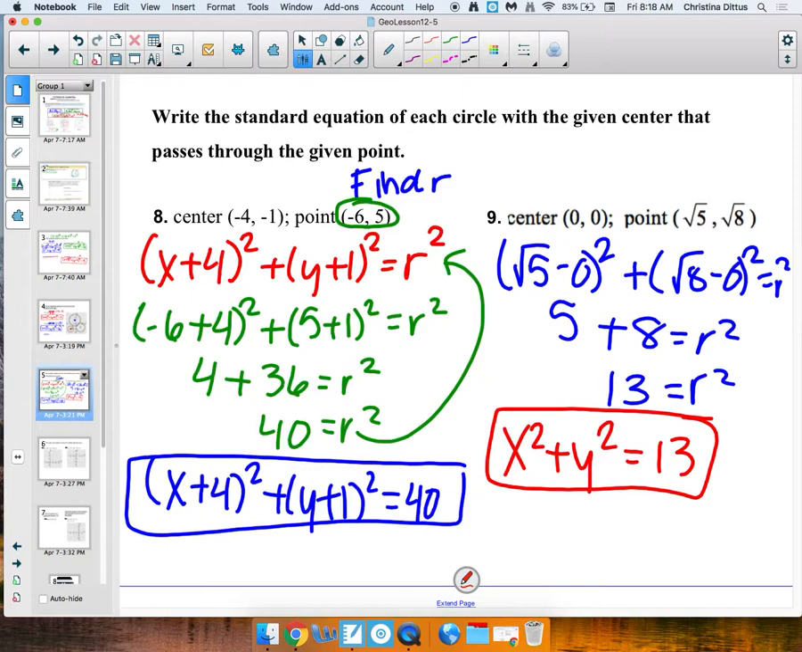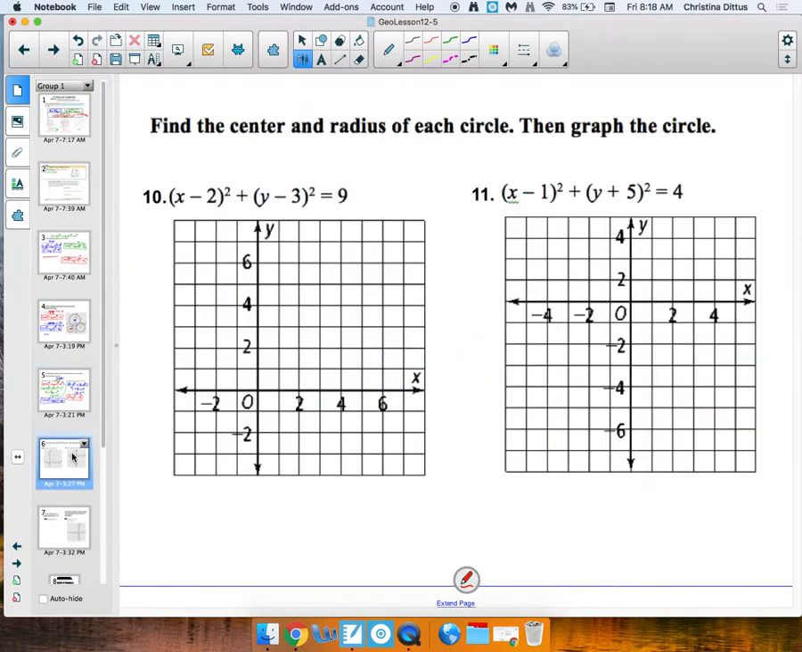Okay, back to our graphs. We need to find the center and radius of each and then graph it. Center and radius I get from my equation. X minus 2 squared plus y minus 3 squared equals 9. What is my center? 2, 3. Super important that these aren't negative, okay? My center is 2, 3. I think the hardest thing to remember is that if it's a minus sign, it's positive. If it's a plus sign, it's negative. Kind of the opposite of what you think.